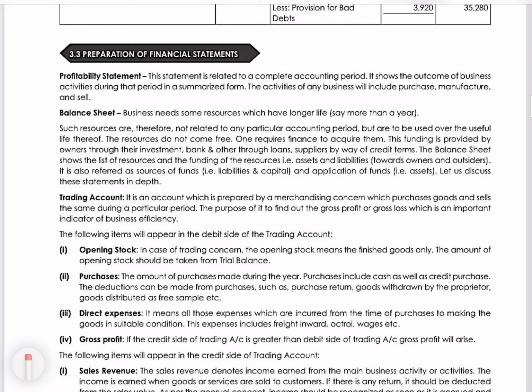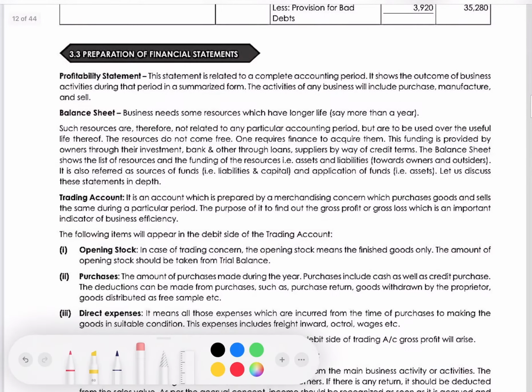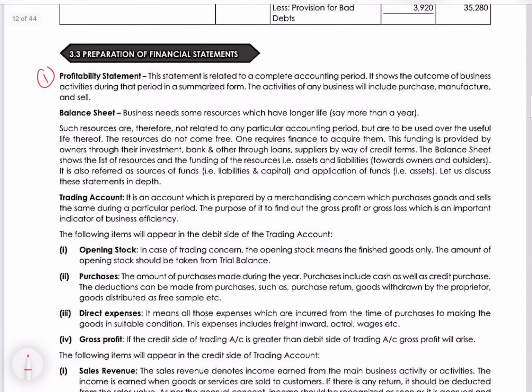Preparation of financial statements. So, what do you mean by preparation of financial statements? Here, financial statements include a profitability statement and a balance sheet. Profitability statement is nothing but your profit and loss account, or else you can call it an income statement also.